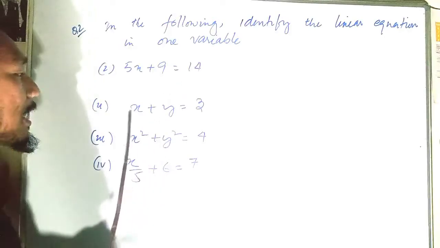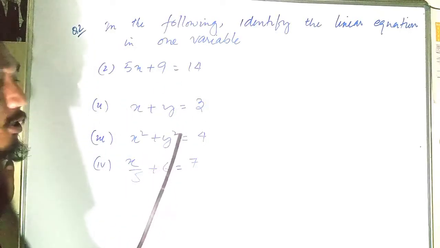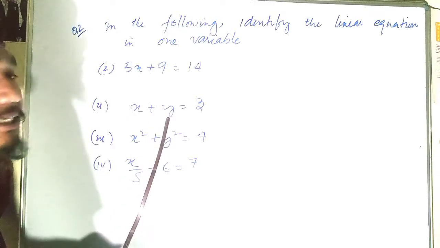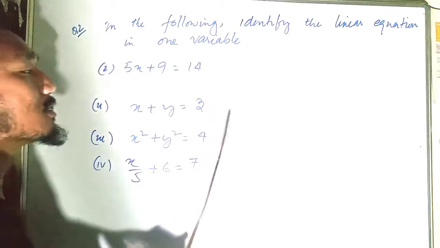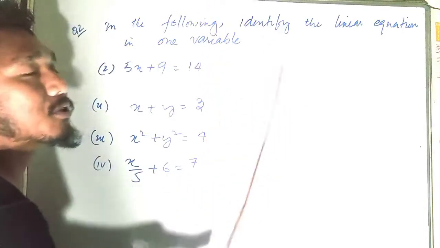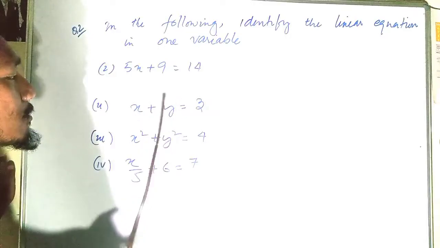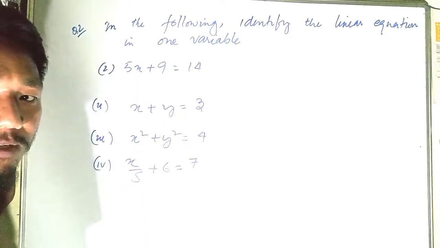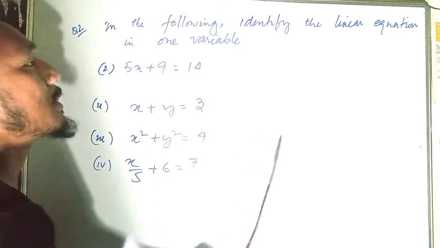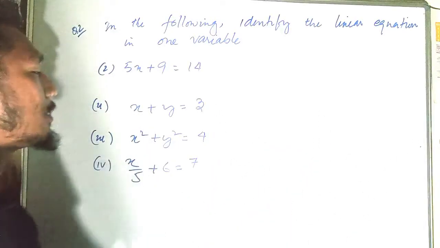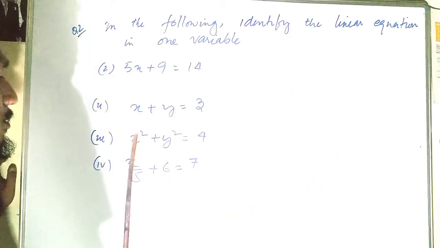Second, you see we have x plus y is equal to 3. Here x and y are the two unknown values. That means two variables are there. So we cannot consider it a linear equation in one variable. Though it is linear, the powers are 1, but two unknown values are there. That is why we cannot consider it a linear equation in one variable. So no, it is not. You write it down like this.